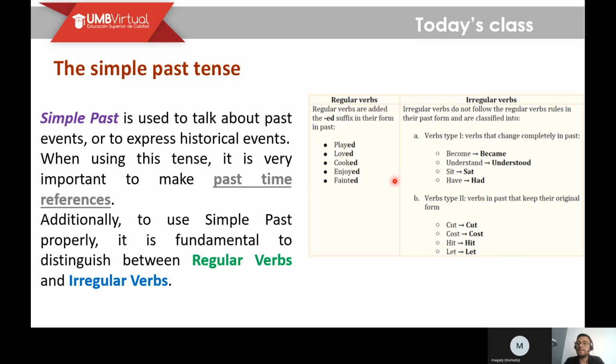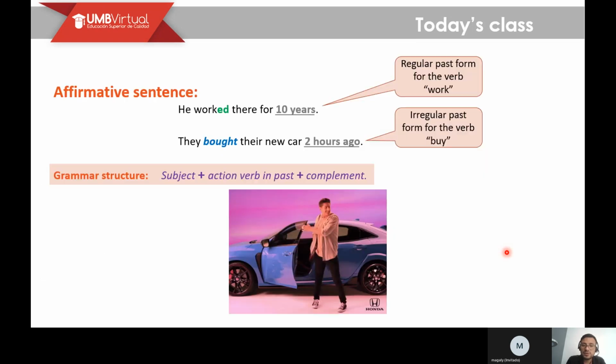Listo. But for the irregulars, we have two types. One that changes the way in past completely, and the second that doesn't change. Entonces, en una cambia para los irregulares y en la otra queda exactamente igual. Entonces, en los que cambian tenemos become, became, understand, understood, sit, sat, have, had, ¿sí? Y por los que no cambian, pues tenemos could, cast, perdón, cut, cast, hit, and let. Así, pero esos son unos ejemplos nomás.